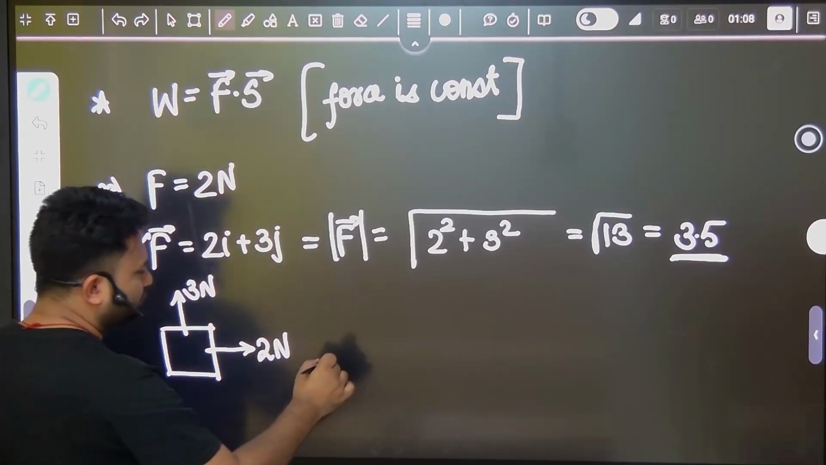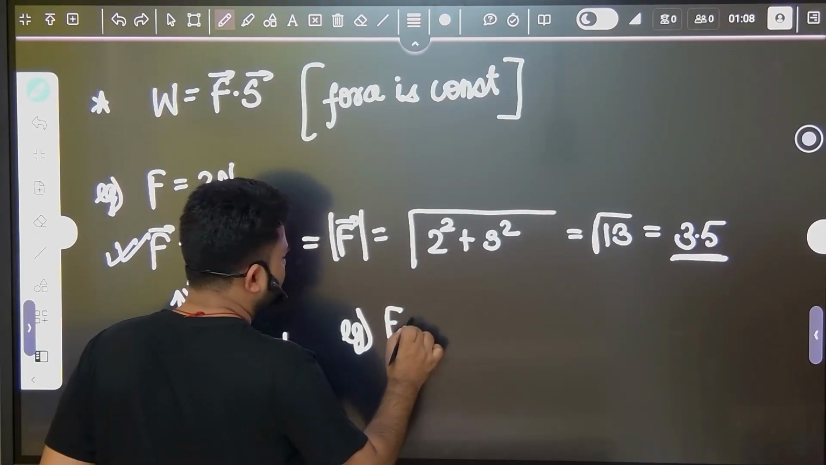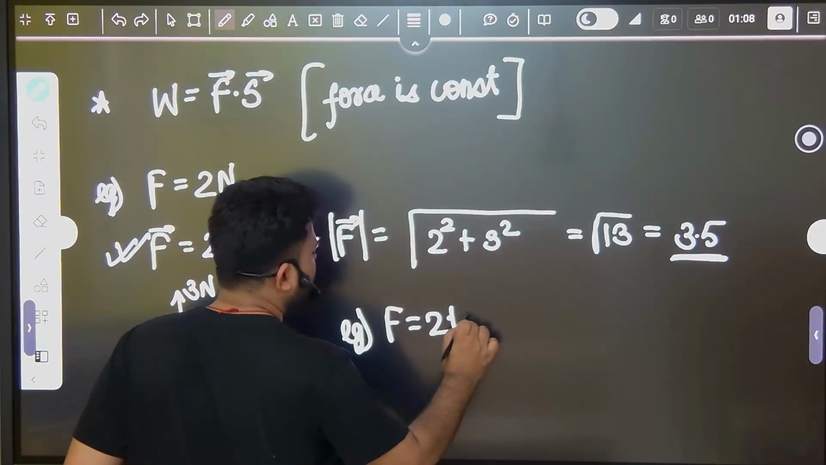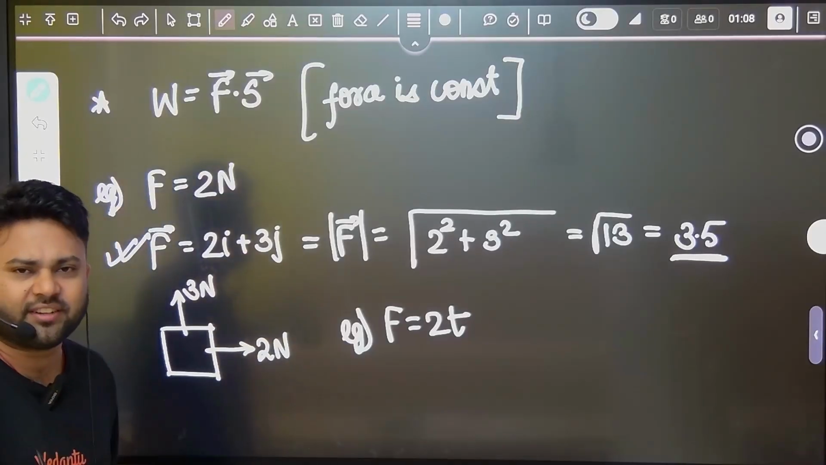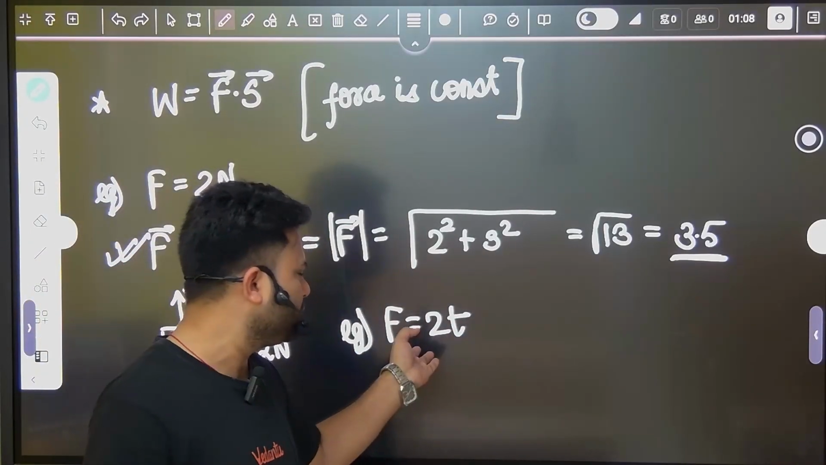So what are variable forces? Whenever you see force in the form of, see, 2t, this force is a function of time. You change the time, force will change. Time equals 0, force equals 0. Time equals 1, force equals 2 Newton.